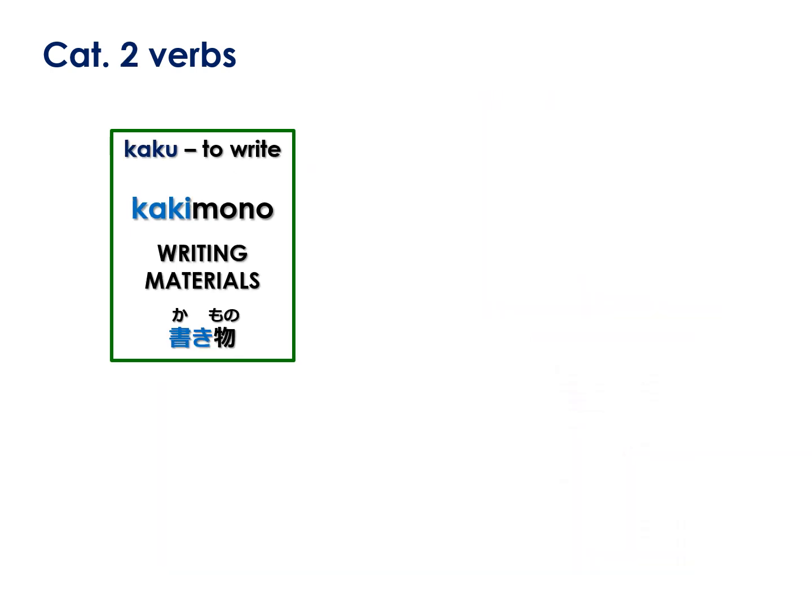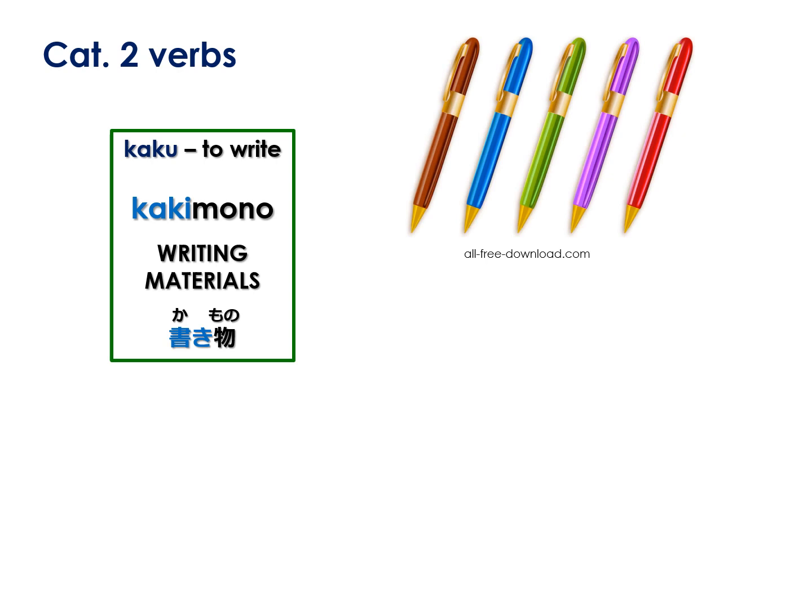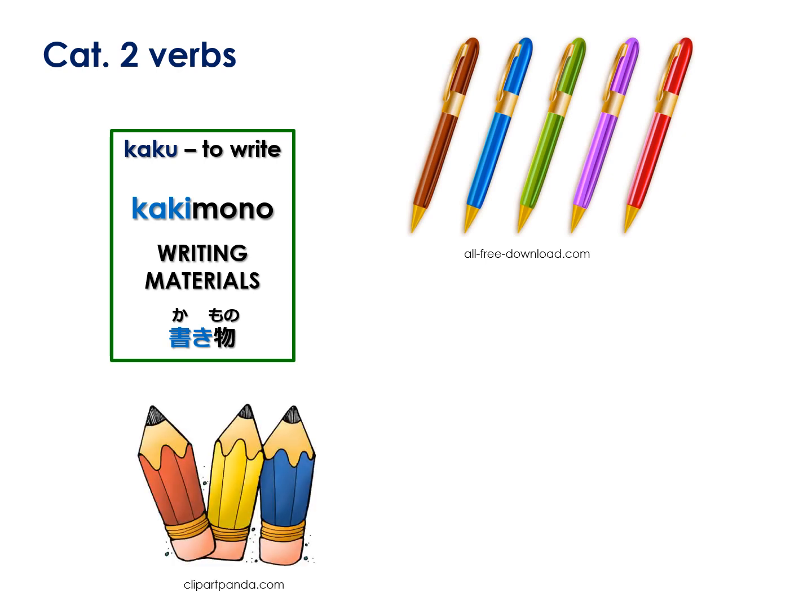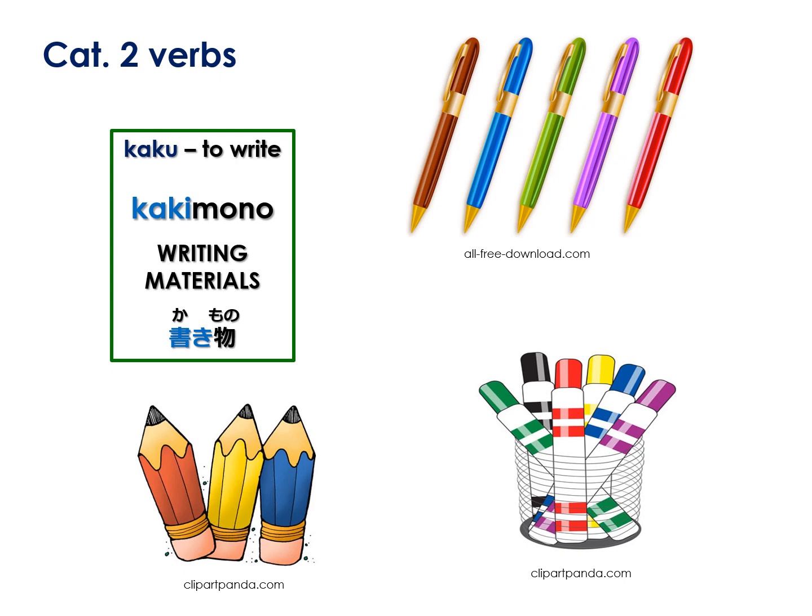Now we move to Category 2 verbs, last hiragana changing verbs. Remember, the last hiragana changes to the I series to form the conjunctive. Then we add mono. We had this example earlier. Kaku means to write, and kakimono. Kakimono means writing materials, and that includes pens, pencils, markers, and so on.